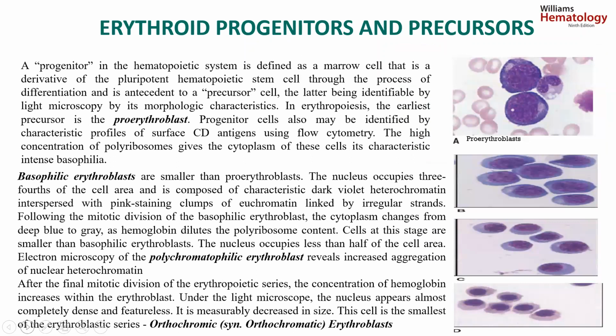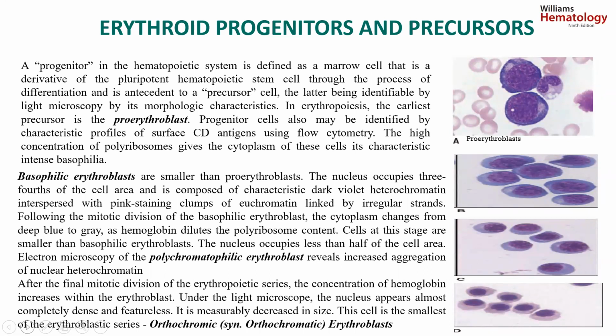A progenitor in the hematopoietic system is defined as a marrow cell that is a derivative of the pluripotent hematopoietic stem cells through the process of differentiation and is antecedent to a precursor cell, the latter being identifiable by light microscopy by its morphological characteristics. In erythropoiesis, the earliest precursor is the proerythroblast. Progenitor cells also may be identified by characteristic profiles of the surface CD antigens using flow cytometry.